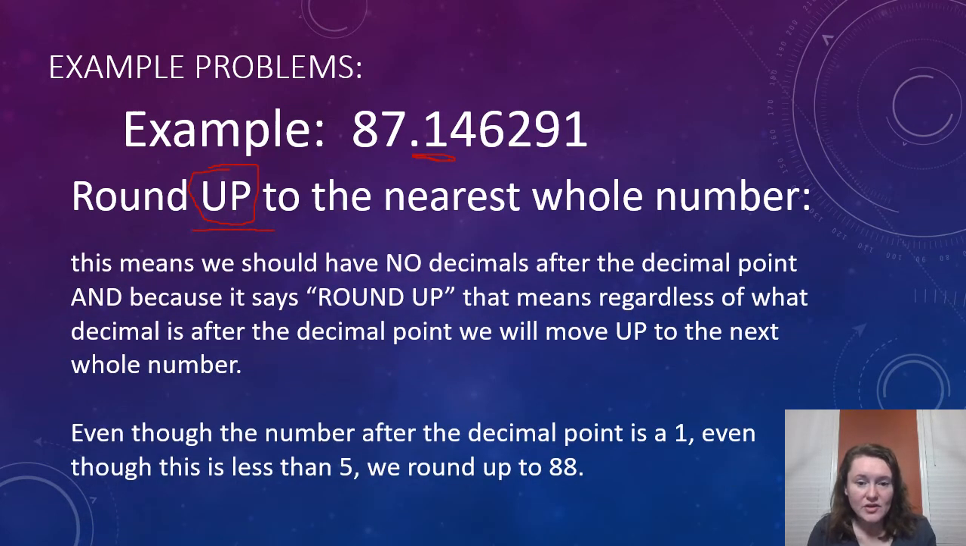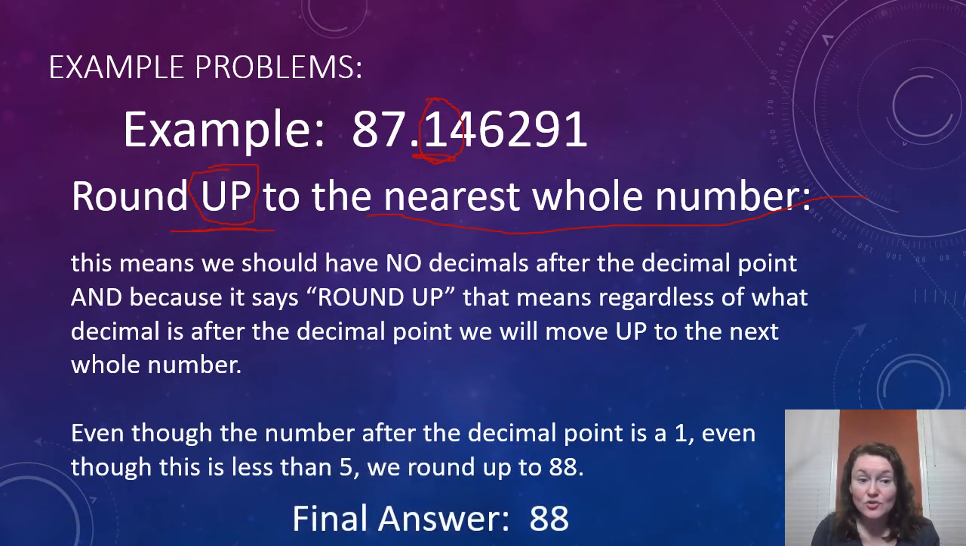So we have no decimals after the decimal point since we're looking at the nearest whole number, and because it says to round up, this is actually going to round up to 88, even though this is a 1. So it's important to pay attention to the directions as to whether or not you're rounding, which is typically you'll just be rounding, but some questions in this class will be asked to round up. So just be sure to pay attention to that.